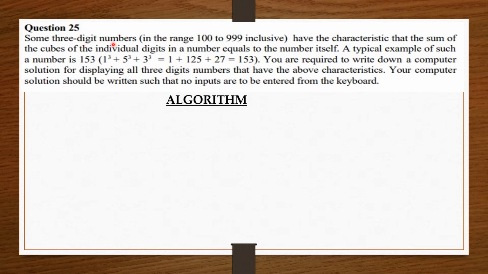Some 3-digit numbers in the range 100 to 999 inclusive have the characteristic that the sum of the cubes of the individual digits in a number equals the number itself. A typical example of such a number is 153. 1 cube plus 5 cube plus 3 cube gives us 153.